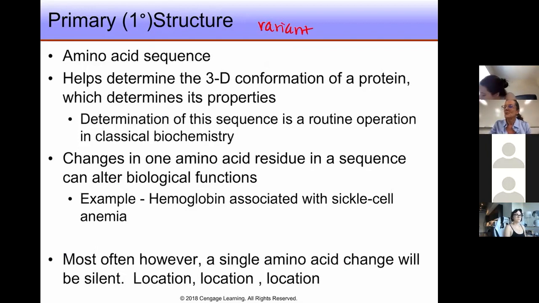Before variants became part of the popular press, we would usually refer to them as mutants. When there's a substitution of an amino acid in the sequence, that is a mutation or a mutant. I don't know, maybe the press decided that was too scary, and so they started calling them variants.